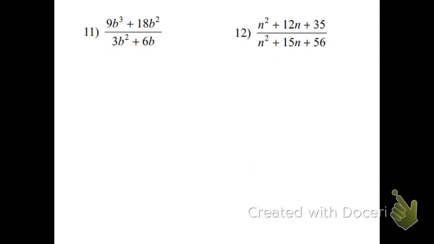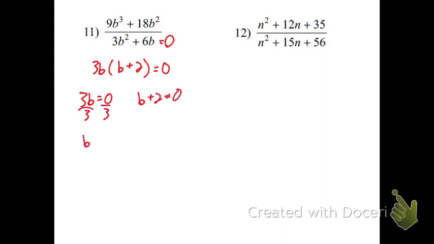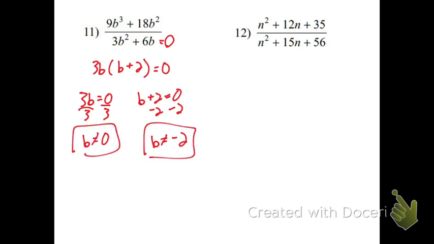Okay, moving on. I'm going to factor out a 3b. When you set this equal to 0, I'm going to factor out a 3b. I'm left with b plus 2. So when you set those both equal to 0, 3b equals 0. B plus 2 equals 0. I divide by 3, I get b is equal to 0. I subtract 2, I get b is equal to negative 2. Now I put a slash through both of those because those are the restricted or excluded values there. All right, number 12. Let me change my color a little bit here.